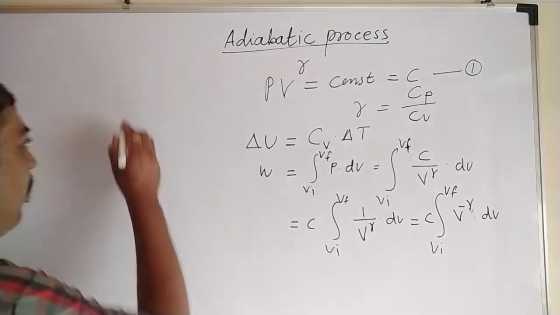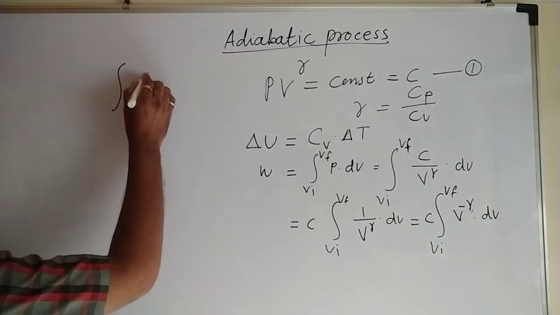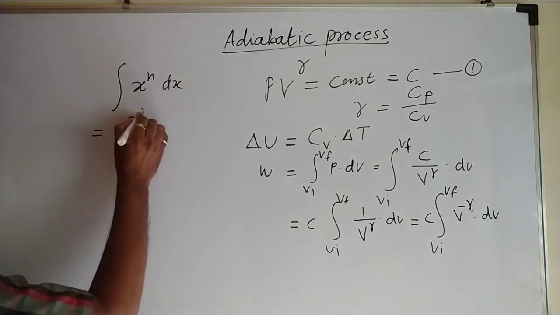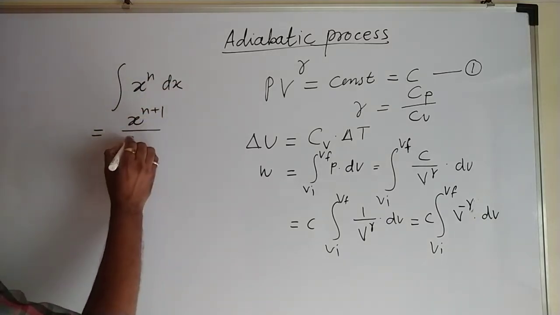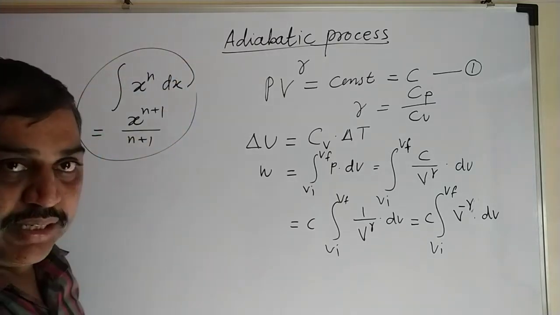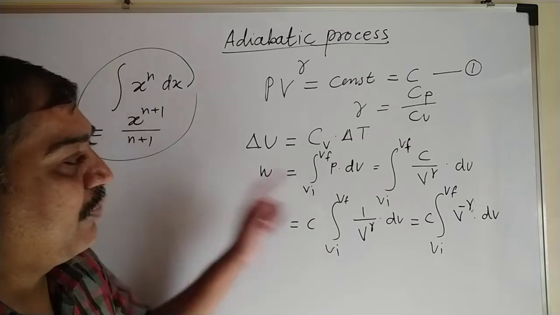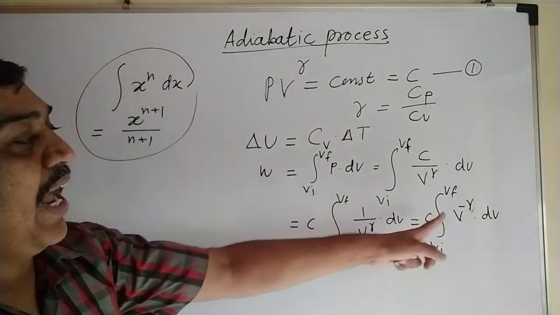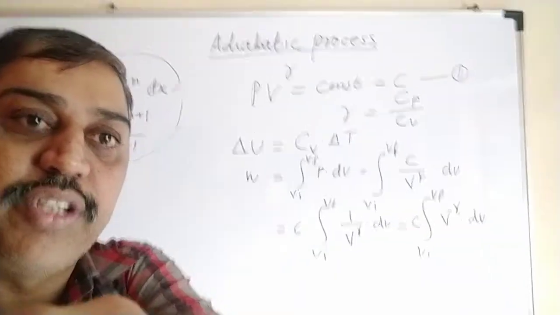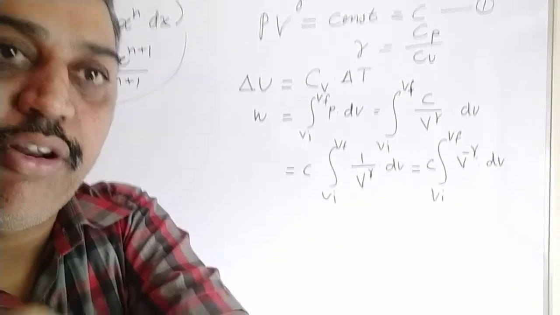Now there is one formula in mathematics. That formula is what? Integration of x to the power n dx is equal to x to the power n plus 1 divided by n plus 1. This is the formula for integration. Same thing is there. Instead of x we have V, instead of n we have minus gamma. Use that formula here and rewrite this equation just by putting the value of that formula in this.